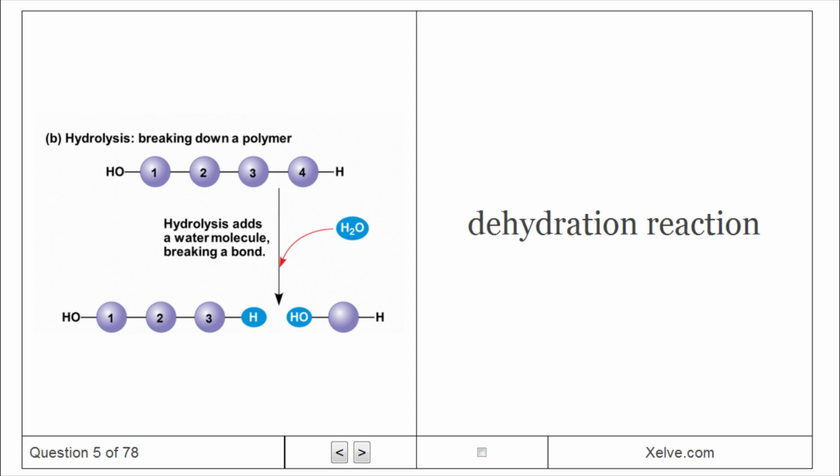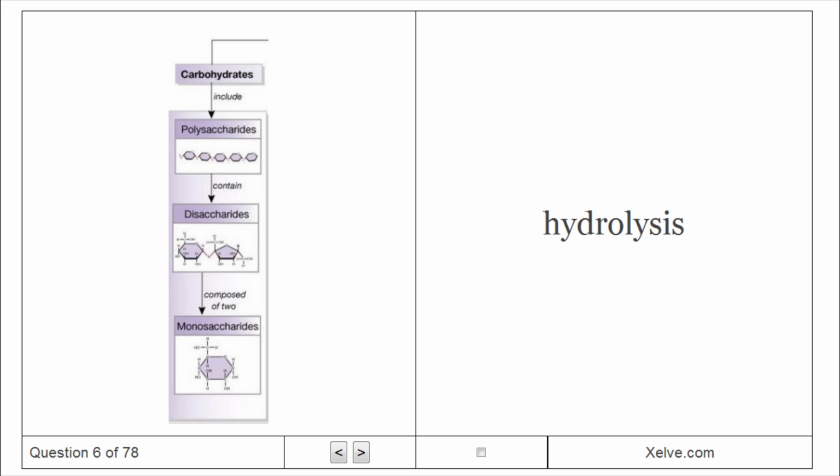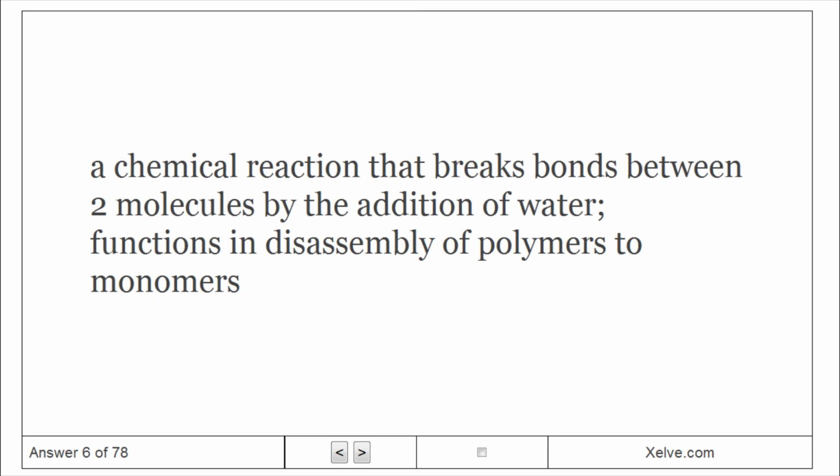Dehydration reaction. A chemical reaction in which two molecules become covalently bonded to each other with the removal of a water molecule. Hydrolysis. A chemical reaction that breaks bonds between two molecules by the addition of water, functions in disassembly of polymers to monomers.